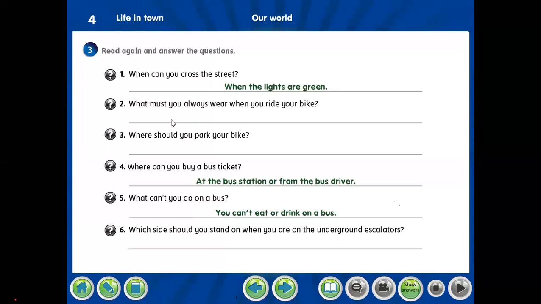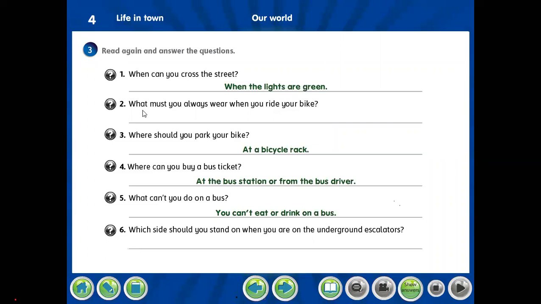The three. Okay. You will park your bike in the bicycle rack. Excellent, in the bicycle rack, no? Park, remember, park means estacionar, okay? That's park. Park here, parking lot, park. Okay, the park, the bicycle rack, very good.